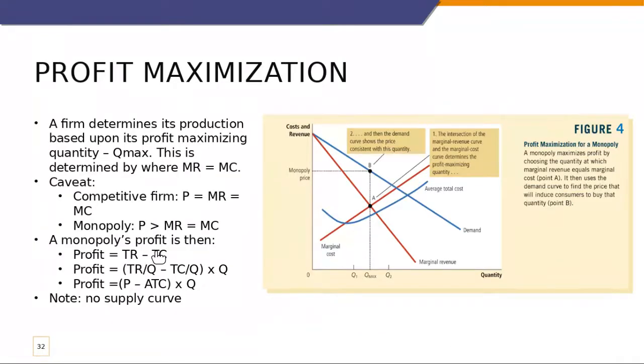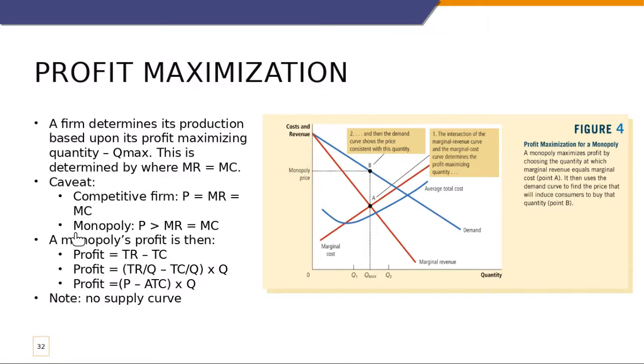Now, for profit maximization, a firm determines its production based upon its profit maximizing quantity, in this case, Q max. This is determined by where marginal revenue equals marginal cost. So to be clear, this is the exact same as it was in the example of perfect competition. Marginal revenue equals marginal cost remains our profit maximizing quantity. Now, why is that? Again, simply put, as long as the marginal revenue of a good is greater than the marginal cost, that means your revenue is increasing greater than your costs are increasing, meaning you are making more money.